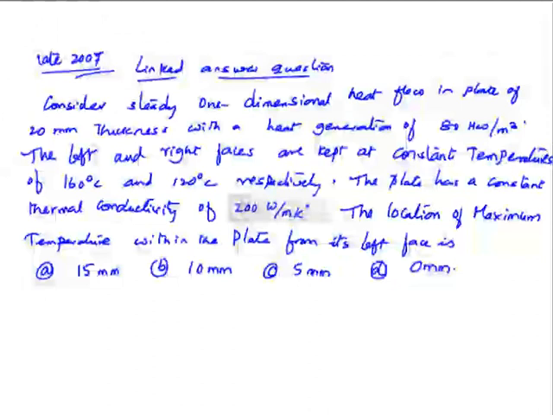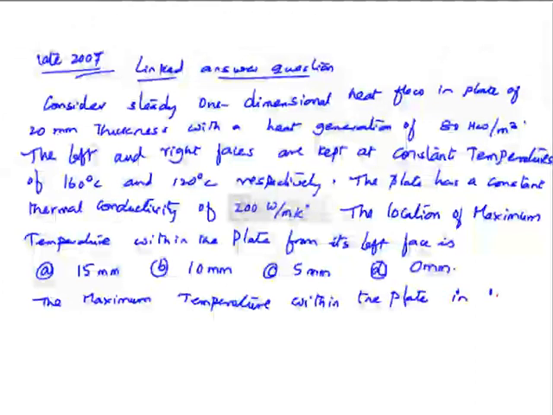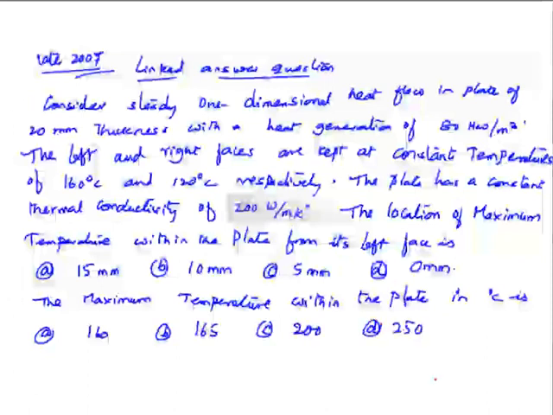And another question that is given along with this is: the maximum temperature within the plate in degrees Celsius or centigrade is: A 160, B 165, C 200, D 250.